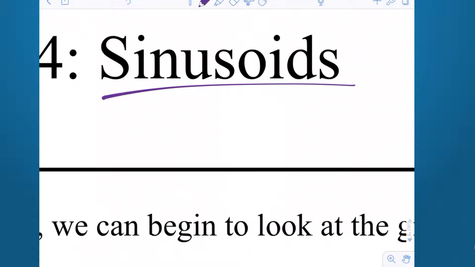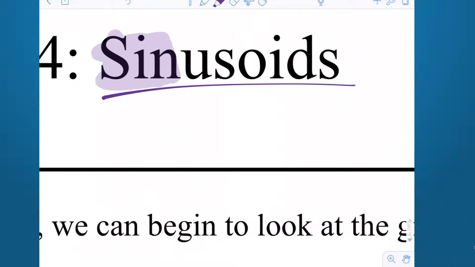Sinusoids. What is the key word in sinusoids? Is it "oids"? I like it. There's no "I" in sinusoids. There's actually two I's in sinusoids. No, it's the first part, which is what? Sine. So a sinusoid is a function that is closely related to the graph of sine.